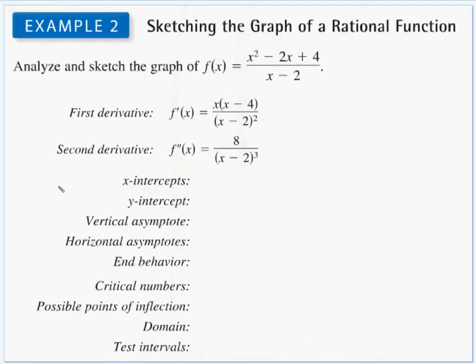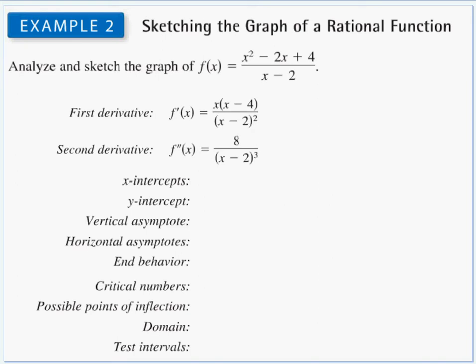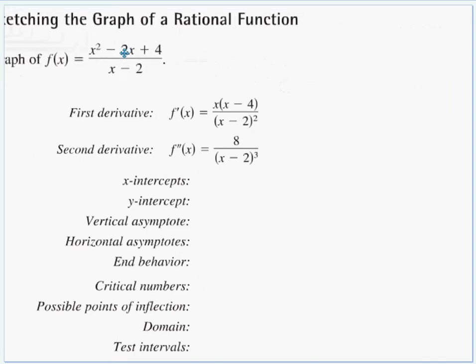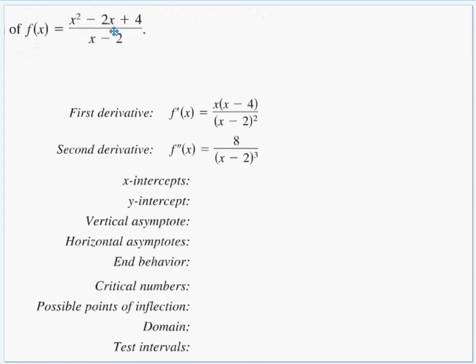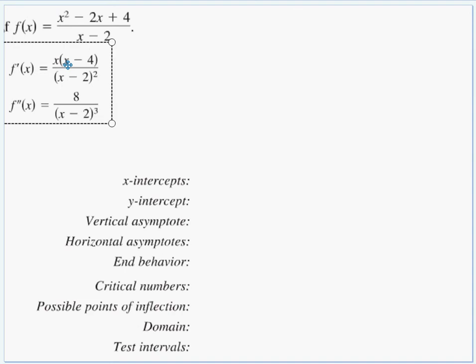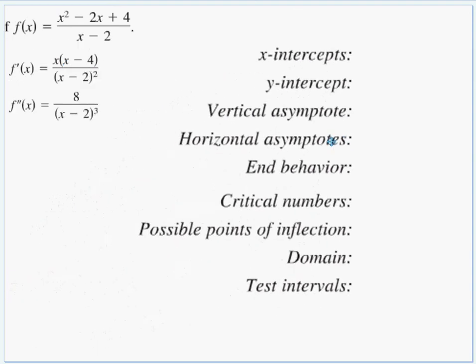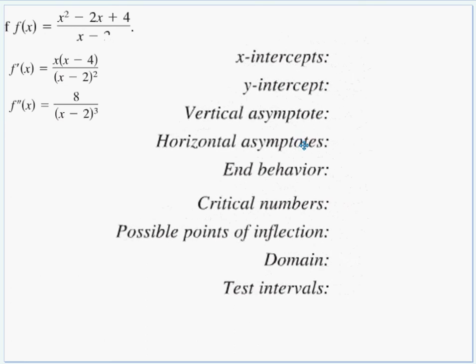Example 2, kind of similar. There's going to be a few differences in this one, though, as we go through. And once again, they do give us the first and second derivative in a nice factored form. Here's our original function, f of x, and here's our first and second derivatives. And I wonder if I can make this, yeah, maybe I'll put this over here so I can make it a little bit bigger.